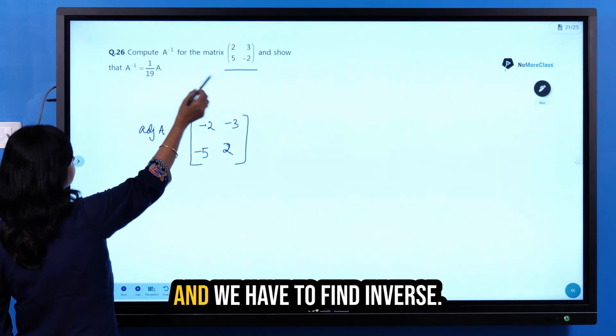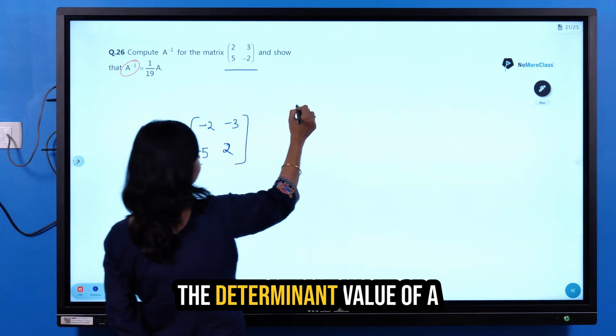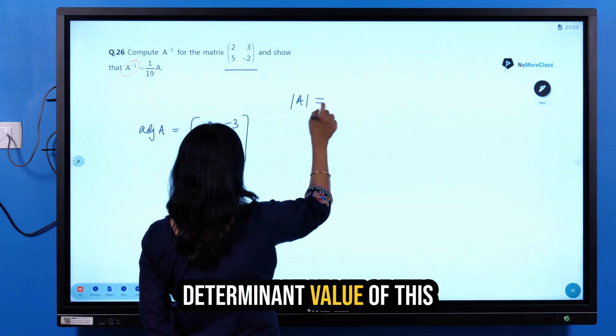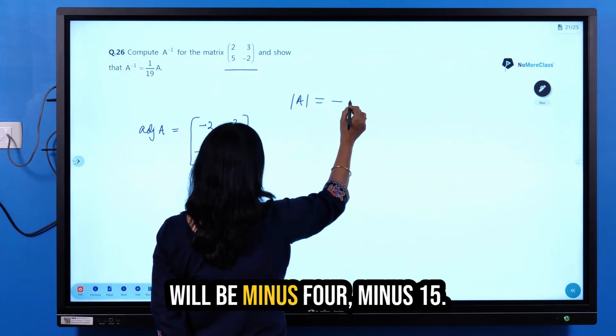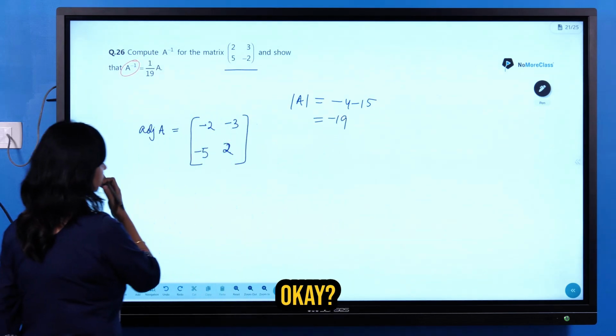And we have to find the inverse. So we should also know the determinant value of A. Determinant value of this will be minus 4 minus 15. Okay. It is minus 19.